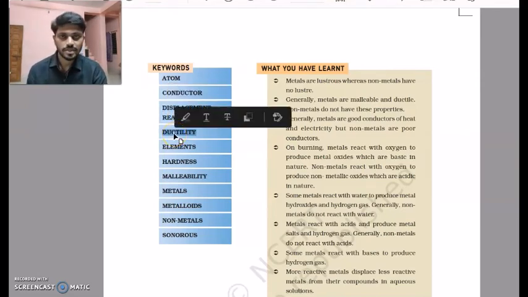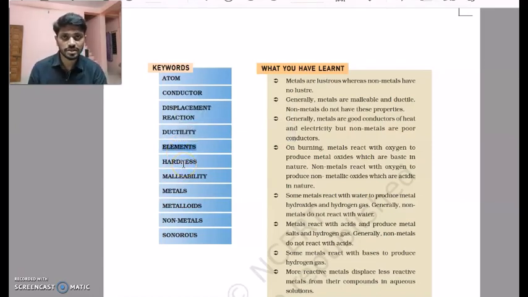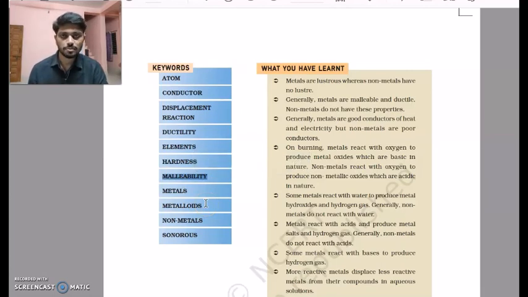What is ductility? Ductility is the property of metals that they can be stretched into thin wires. What are elements? We have different elements in chemistry. So these are nothing but elements. Hardness is the amount of force that you have to apply before it breaks. So we can say metals are harder as compared to non-metals. What is malleability? Malleability is the property of metals that they can be struck by a hammer or any other metal to get converted into thin sheets.